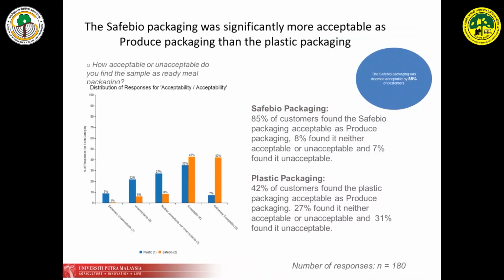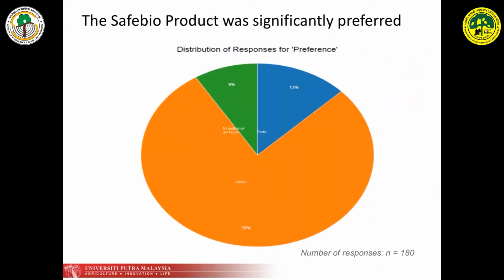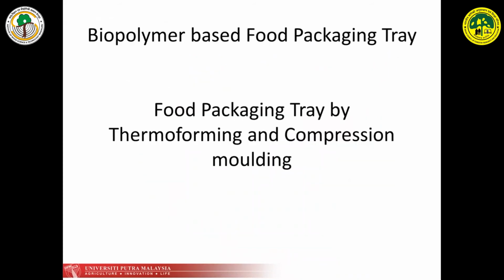So we found that 80% of the consumers found the SAFE biopack packaging acceptable as produce packaging, 8% found it neither acceptable nor unacceptable, and 7% found it unacceptable. For the plastic packaging, 42% of the consumers found it acceptable as produce packaging, 27% found it neither acceptable nor unacceptable. So the acceptability to the people is very good for this product. Further, we also looked at the distribution of the responses.